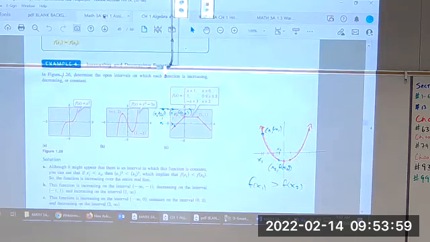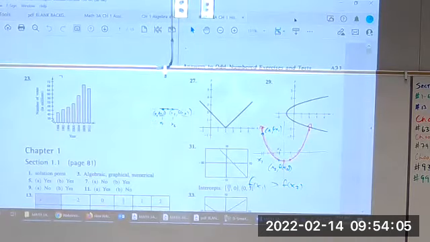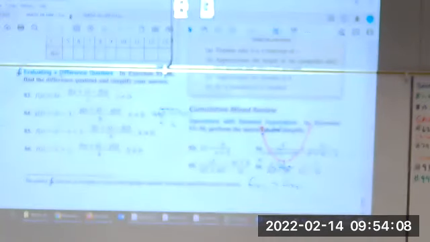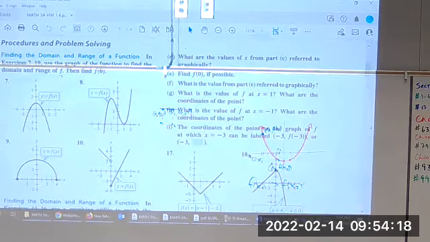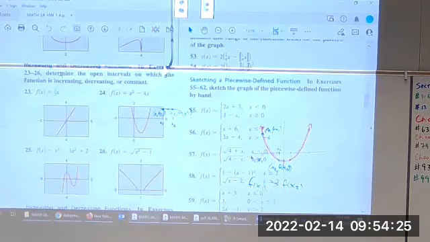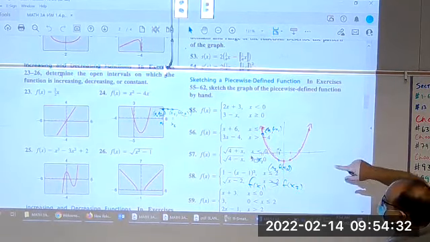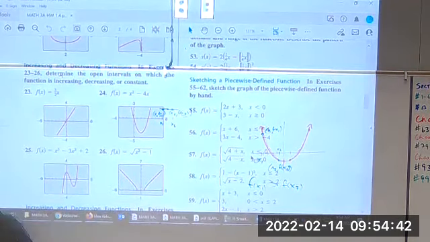So some of the questions, just to give you a start on homework. Number 25. Determine the open intervals in which the function is increasing, decreasing, or constant.